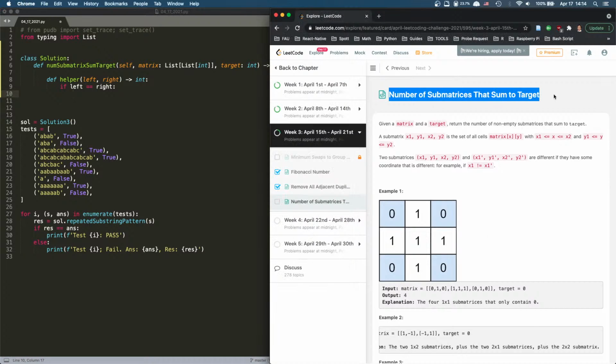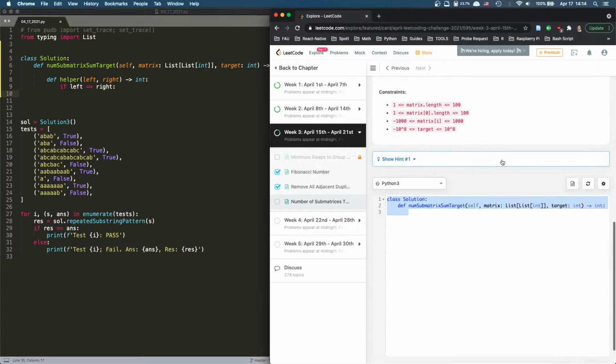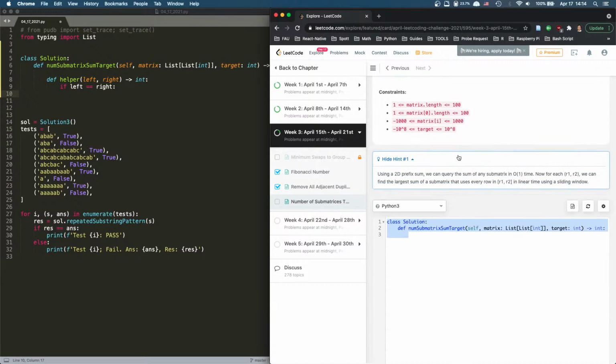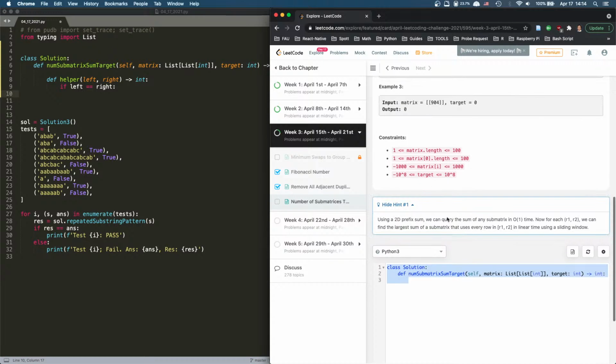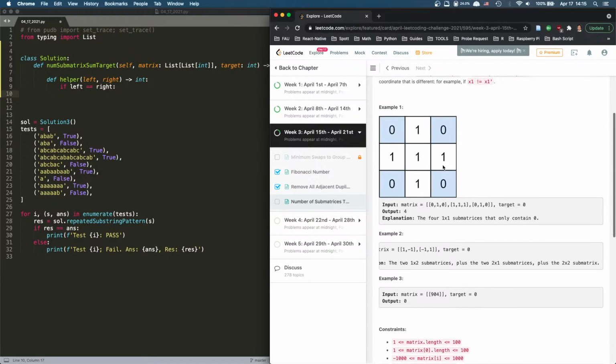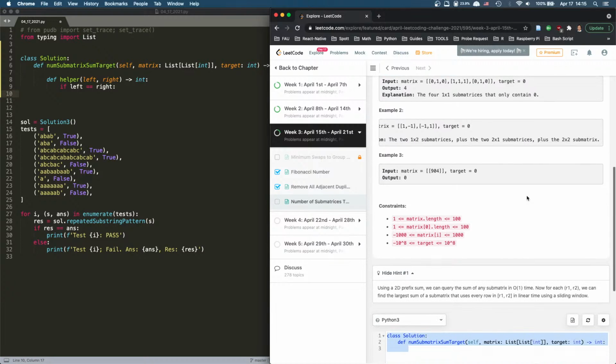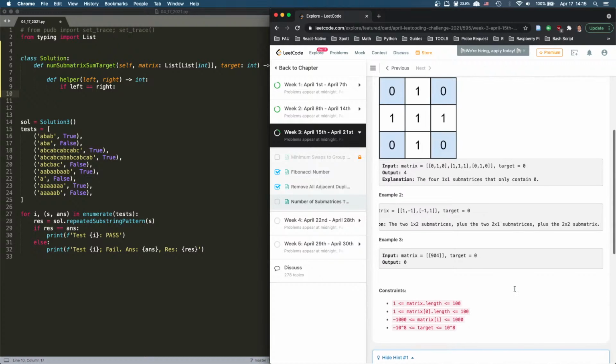All right, let's check. Okay, so hold on. We have a hint. Use a 2D prefix sum. We can query the sum of any submatrix in O(1) time. A 2D prefix sum. That's cumulative sum, right? What do you mean by 2D prefix sum? Does that mean at any position we know the total values in it? Okay. We can query the sum of any submatrix in O(1) time.